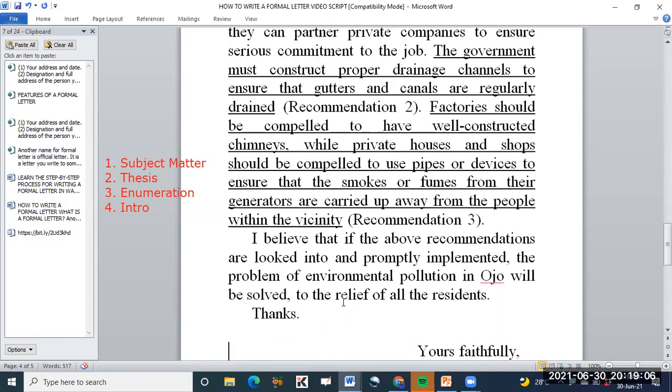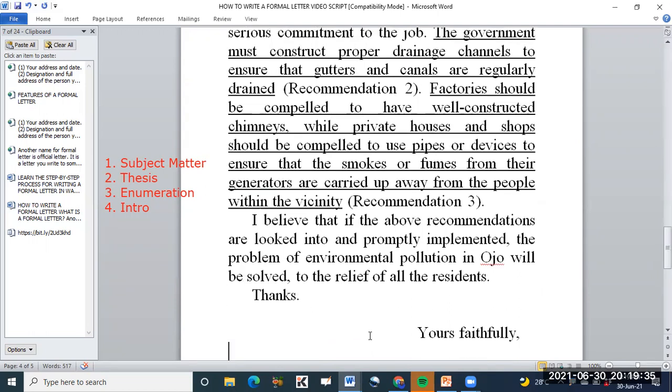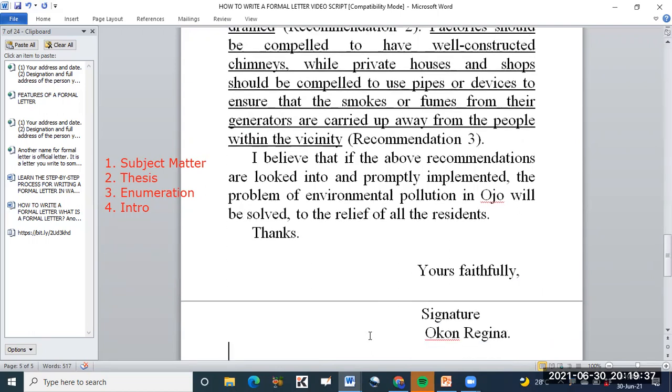Now, the conclusion should be to emphasize everything you have said or to make a definite call for action on the part of the authorities. And here, this is what we are saying here. I believe that if the above recommendations are looked into and properly implemented, the problem of environmental pollution in Ojo will be solved to the relief of all the residents. Okay, so that is exactly your conclusion, and then you say thanks, or you say thank you.